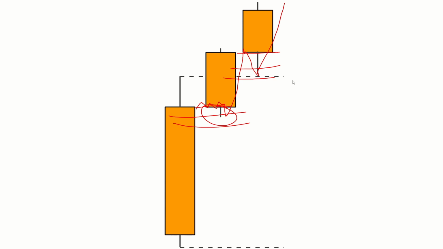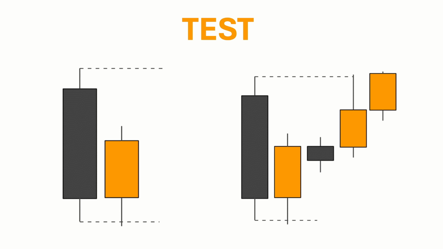Now here's a quick test for you guys. I want you guys to predict what you think the next candle will do from these two examples. So quickly pause the video and think about what your answer is.